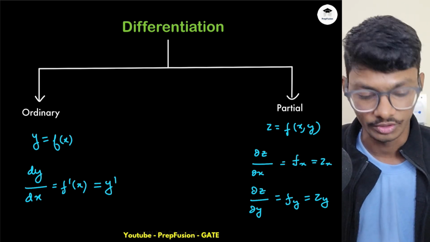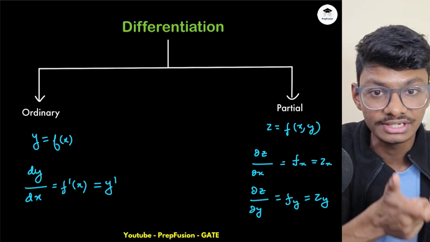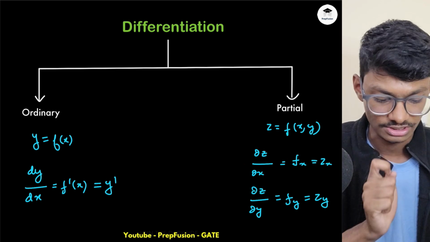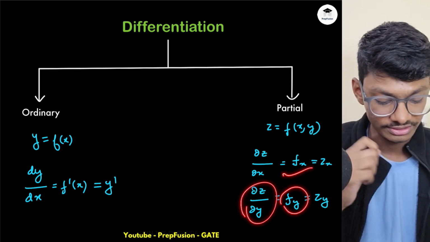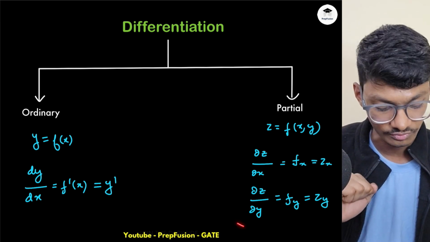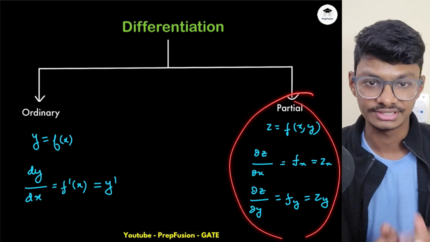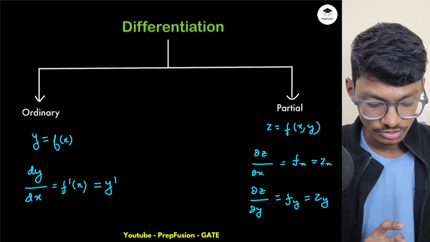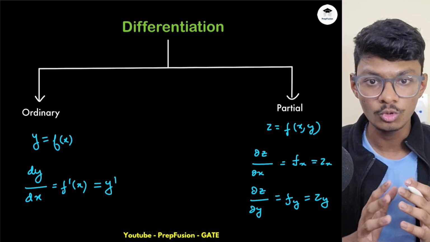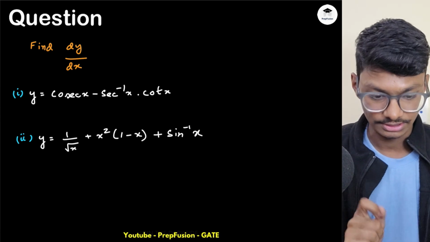The notations are written over here. F of x, or z of x, means I have partially differentiated with respect to x. Or f of y, or z of y, means I have partially differentiated with respect to y. We will study partial differentiation later on. Currently we study only ordinary differentiation. I just wanted to give you a brief overview of what we'll study. So let's start with the question.